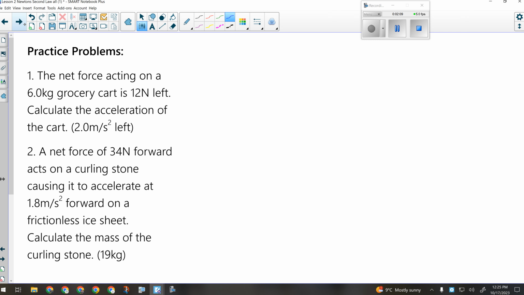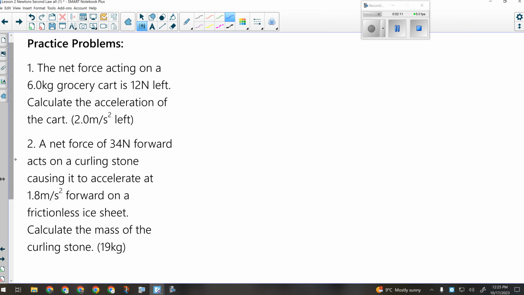I would like you guys to try these two. They're similar to the one that was on your quiz and kind of similar to this one. They're pretty straightforward. There's not a lot of calculations involved with these two. Answers are here in brackets. You can check them as you go.